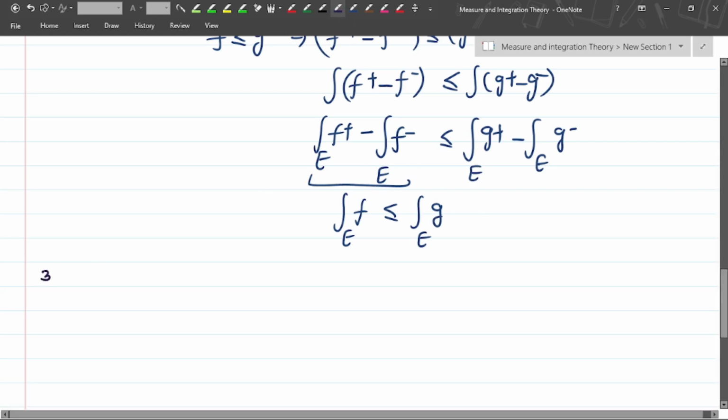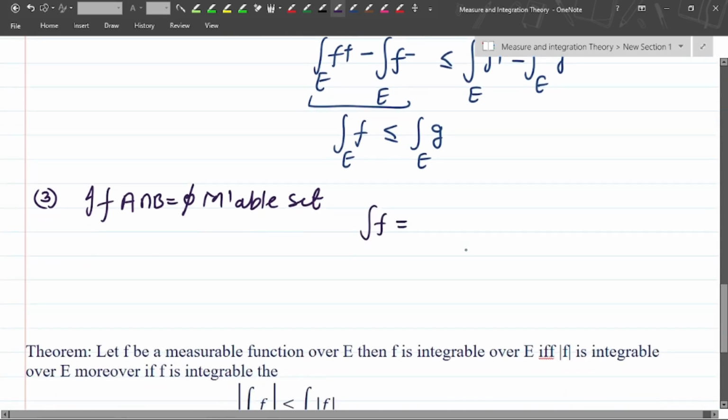Now the third result. If A intersection B is phi, meaning these both are disjoint measurable sets, then we can write the integration of f in such a way over the different sets. If f is integrable, then by the characteristic function, it is f times the characteristic function over A union B.